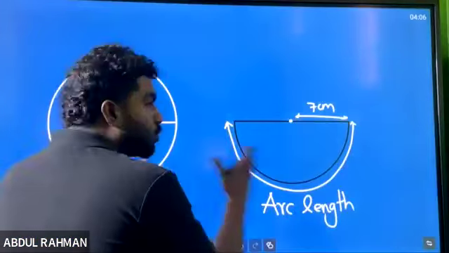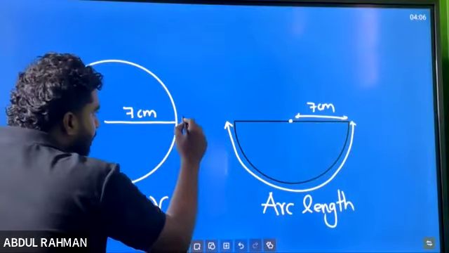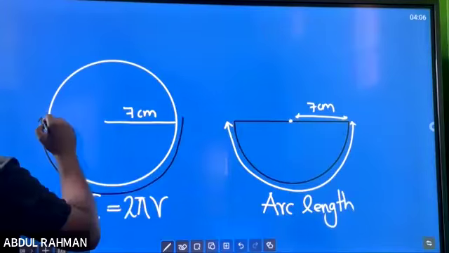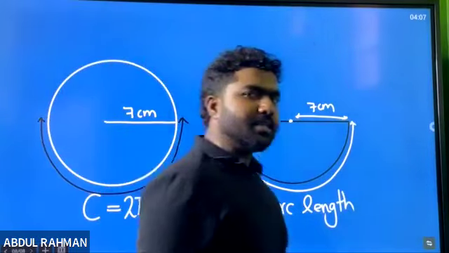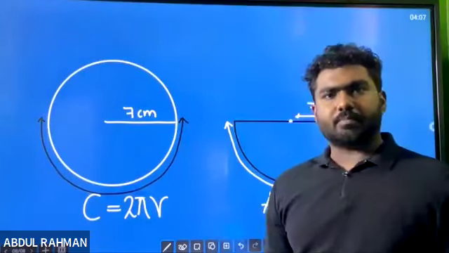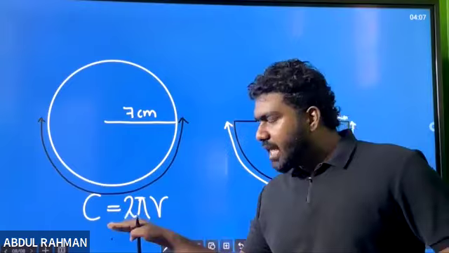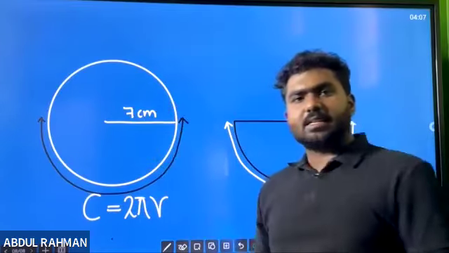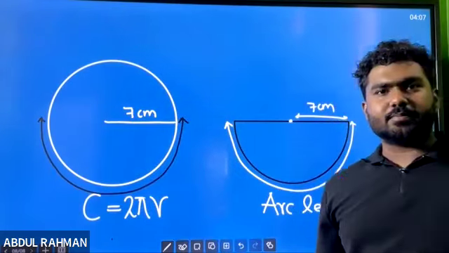When I compare these two, to find out the arc length, if I find out half the length of the curved portion, that is more than enough for me, right? Without finding out the full one, the circumference. If I find out the circumference and divide that answer by 2, I will get half the length. That half the length is going to be the arc length there.